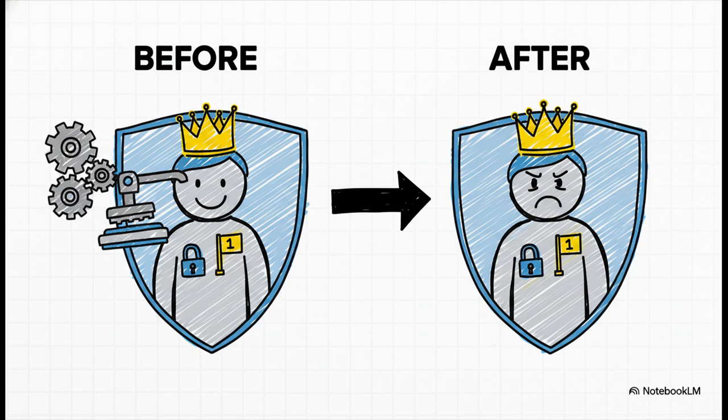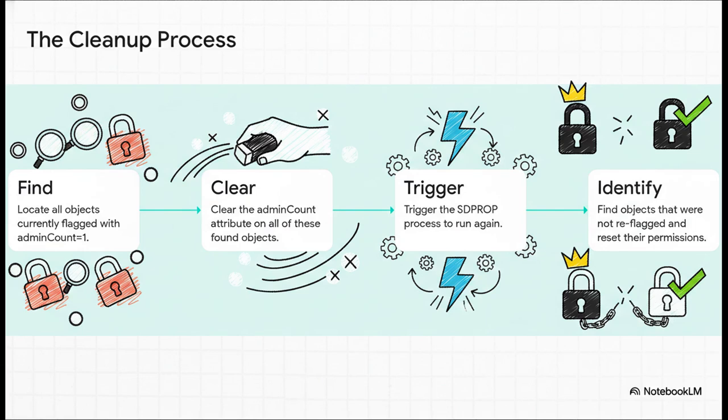So here's the thing. Let's say you once made a user a domain admin for like 5 minutes to fix something urgent. Well, that SDPROP security guard would have stamped them with those protective permissions and flagged them with admin count equals 1. But when you take them out of the domain admins group, those settings don't automatically go away. So you can end up with old, regular user accounts that have these weird restricted permissions that can cause all sorts of problems down the line. The cleanup is pretty straightforward, though.